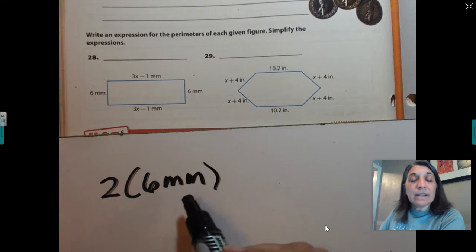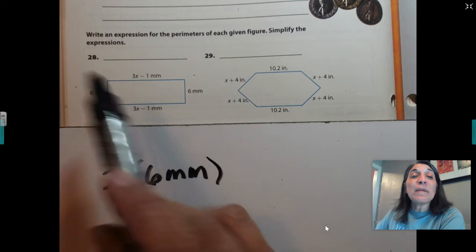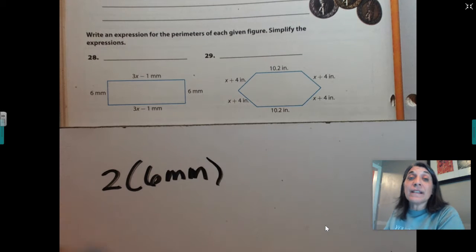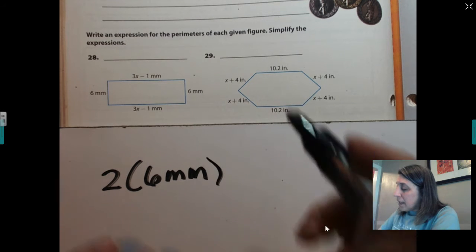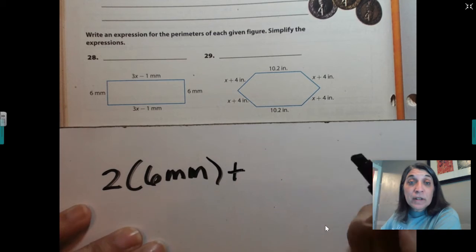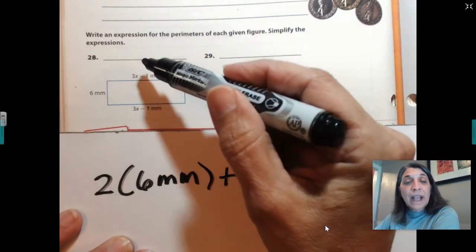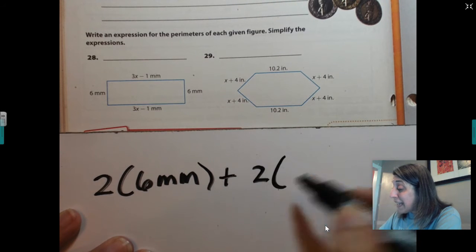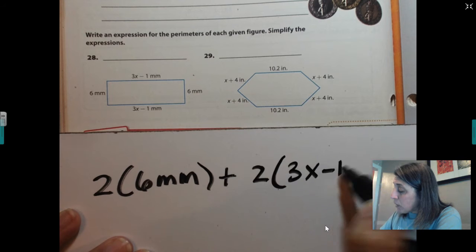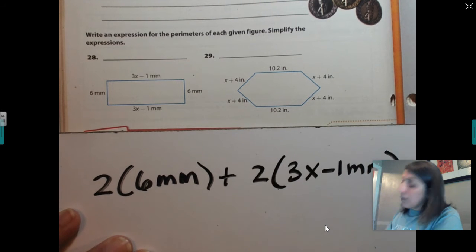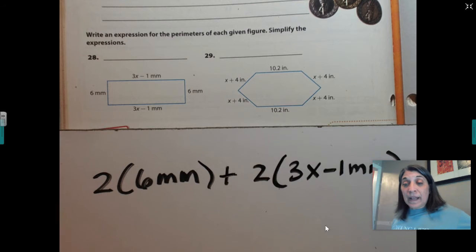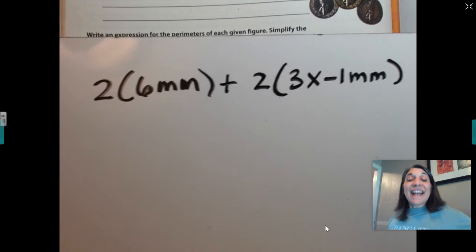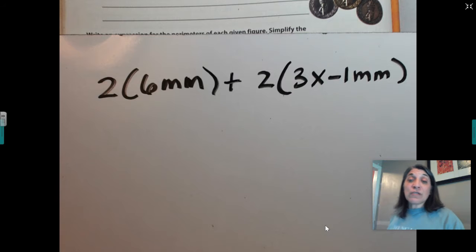Okay, so I'm going to do 6, because it does tell me to write an expression for the perimeter. So I need to write some kind of an expression. I want to try to write the best expression I can, not a big long one. And then I'm going to add, because remember, perimeter is just adding all the sides. I have a 3x minus 1 millimeter and a 3x minus 1 millimeter. So I'm just going to do 2 times 3x minus 1 millimeter, or mm. And now I need to scooch this up so you can see it. Now I can use the distributive property, right? And distribute it out. And then the last step will be to combine any like terms.